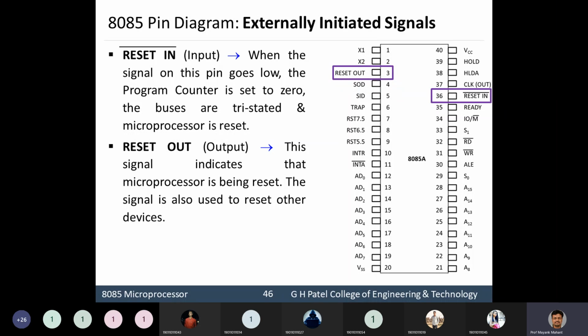Reset out: this signal indicates that the microprocessor is being reset. This signal is also used to reset the other devices, meaning all the other devices connected to the microprocessor. If the microprocessor gets reset, the other devices must also be told that the microprocessor has been reset. So to reset all the other devices, the microprocessor generates an active high signal which will reset all the other devices connected to it.